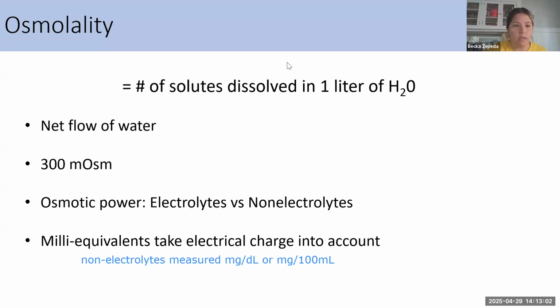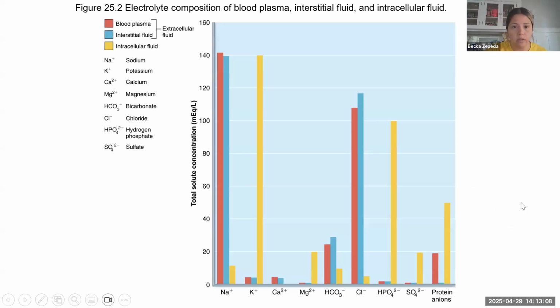So the next thing that we're going to look at is those three fluid compartments and what they look like as far as concentration goes. So you can see the extracellular fluid, which is in blue and red. That is the extracellular fluid, the interstitial fluid being blue, the blood plasma being red. That is its own compartment together. Those two make the extracellular fluid. And then the intracellular fluid is in yellow.